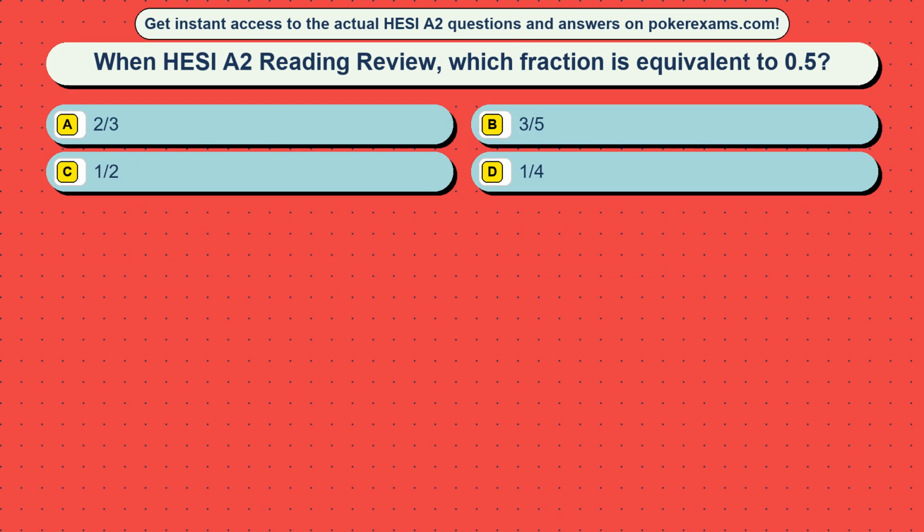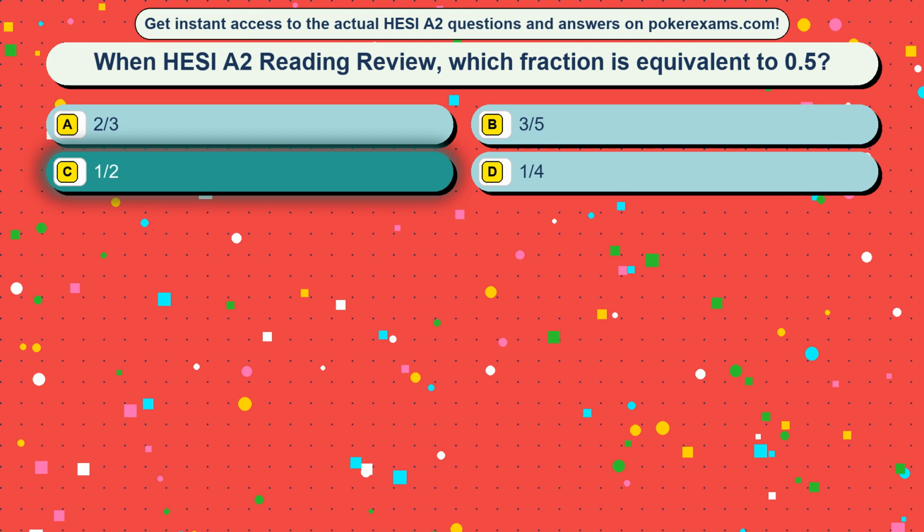Question 39. When HESI A2 reading review, which fraction is equivalent to 0.5? Option A, 2/3. Option B, 3/5. Option C, a half. Option D, a quarter. The correct answer is option C, a half.